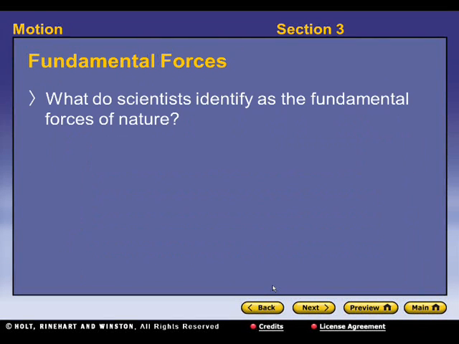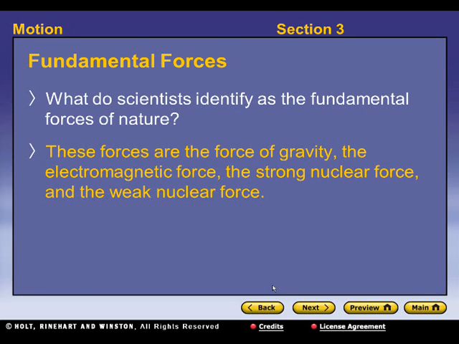So we'll skip this bell ringer here. So the fundamental forces. These forces are the force of gravity, electromagnetic force, strong nuclear force, and a weak nuclear force. Those are your four fundamental forces of nature. So make sure you have that understood.